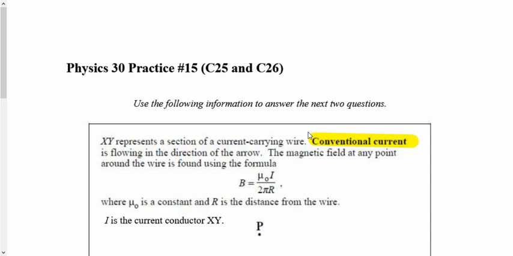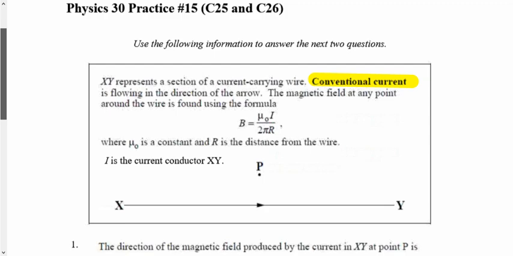The magnetic field at any point around the wire is found using this formula. Now, we've never seen that formula before. That's okay. Sometimes that happens to us on a diploma exam. They give us a formula we've never seen before. If that does happen, they'll always explain it. They'll always tell us what the variables mean like they do here. So we don't need to stress about that. The magnetic field is equal to this constant called mu. R is the distance from the wire. I is the current through the wire XY.